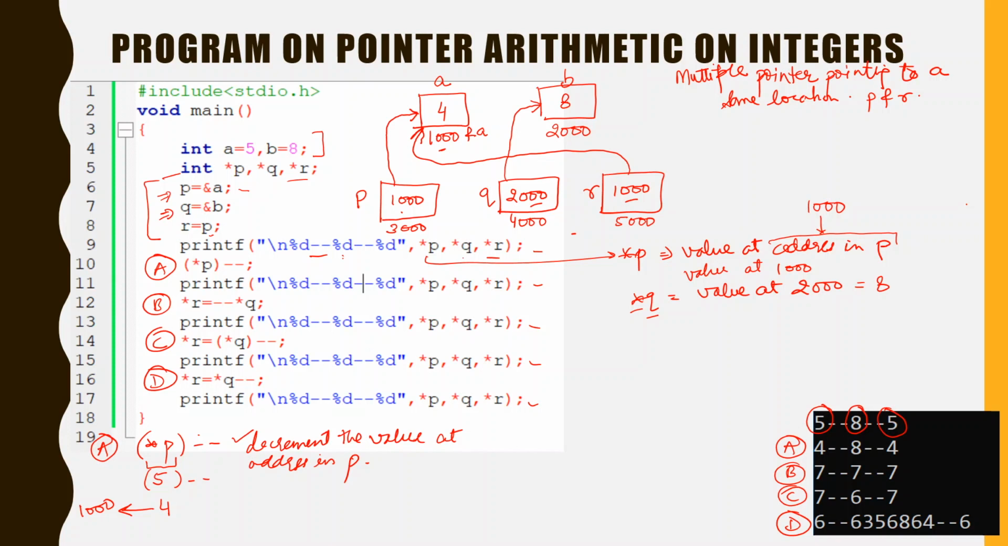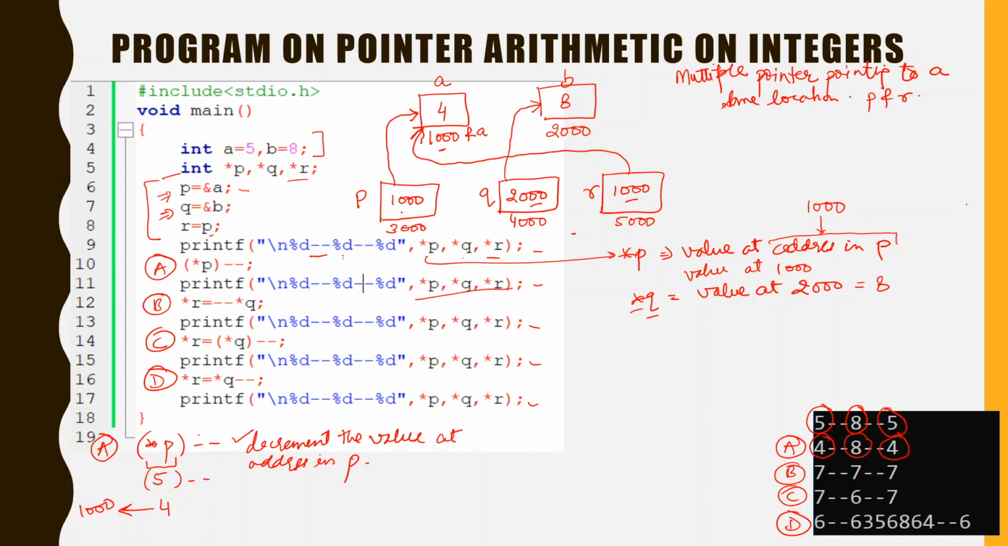Now if you want to print this PQR, pointer P would print at the 1000 location. So that has been now changed to 4. Now pointer q has not changed because it is pointing to b. So the value of b has not been changed and it is pointing to 1000. So this will also get printed as 4. Okay, so this is how 484 is the output after execution of statement A.